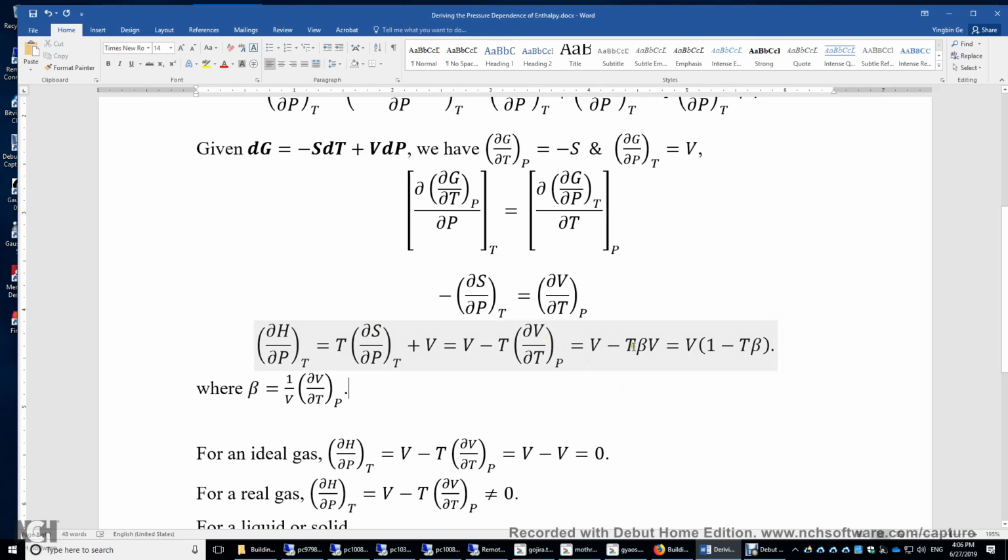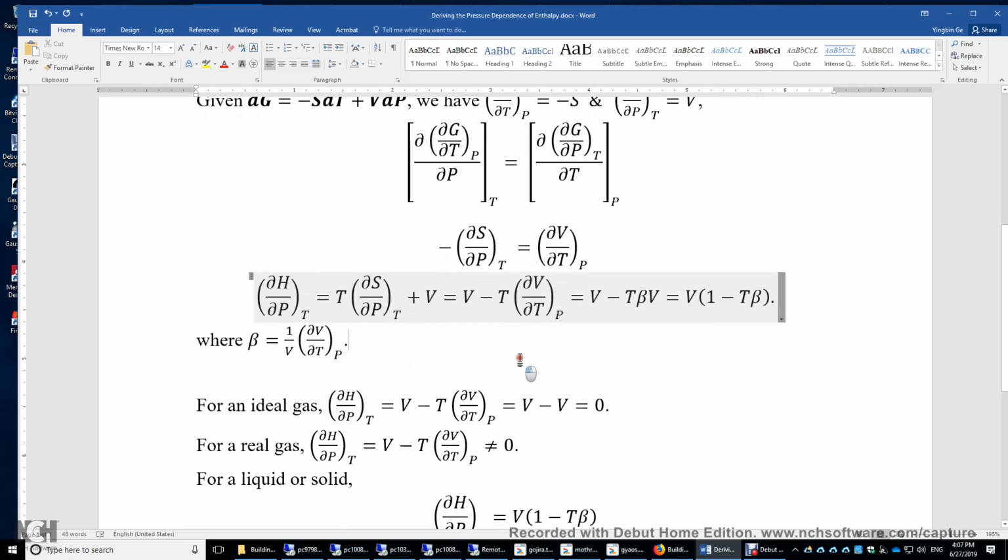And then because of the definition of beta, beta is 1 over V times ∂V over ∂T under constant pressure condition. This equation can be simplified to be V minus T times beta times V equals V times (1 minus T beta).